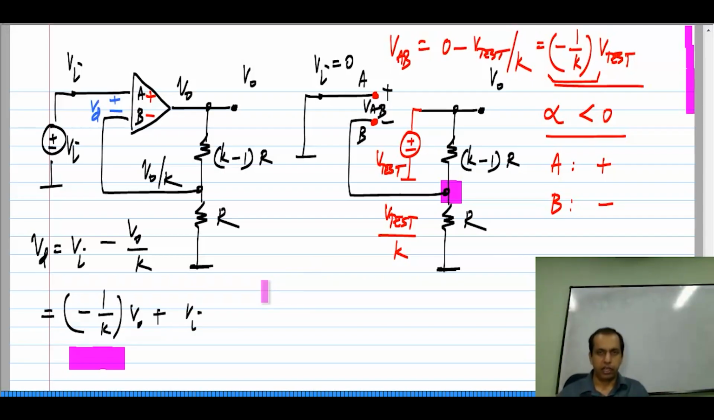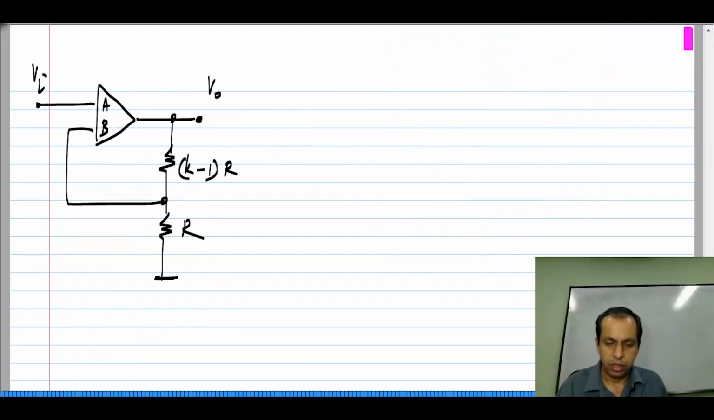Now, in general, it is easier to remove the op-amp, apply the source and analyze the rest of the circuit. In this case, the rest of the circuit was trivial, but in some cases it can be quite complicated. There is one other thing I want to point out. Sometimes it is said that, look, the output is here and the feedback is taken to the terminal B. We want negative feedback.